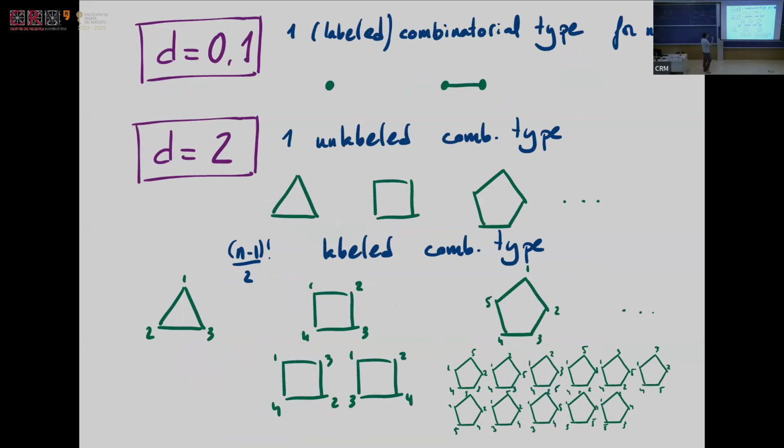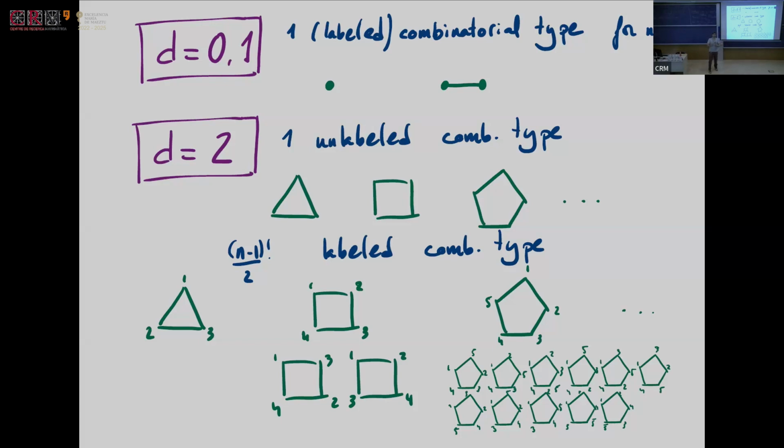And in dimension 2, if you look at the unlabeled combinatorial type, you have one for any n. Just in case I forget, n is always the number of vertices, and d is the dimension. So for every n that is at least 3, you have one polygon with n sides.